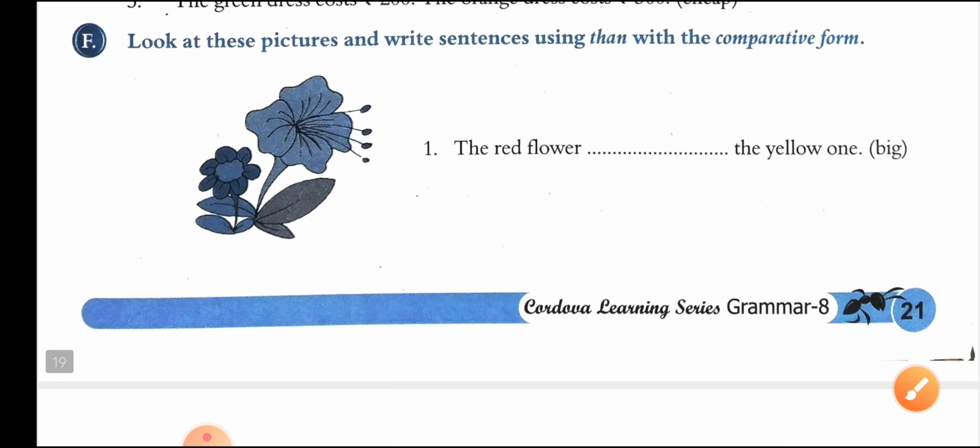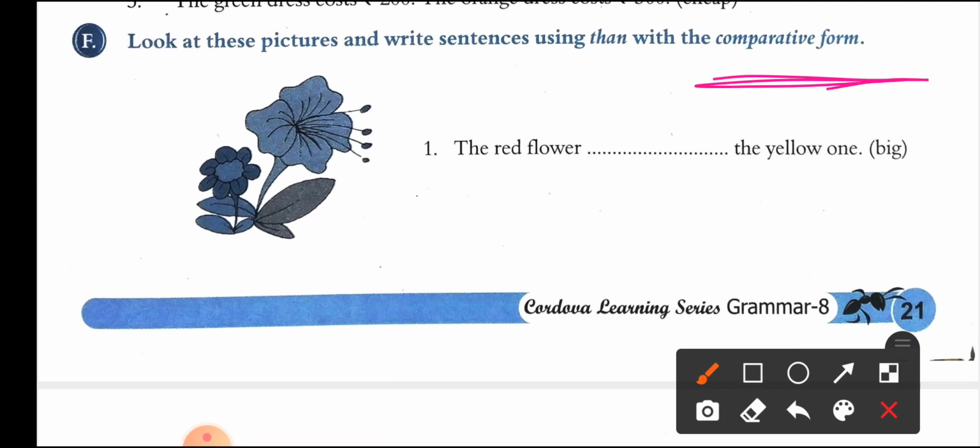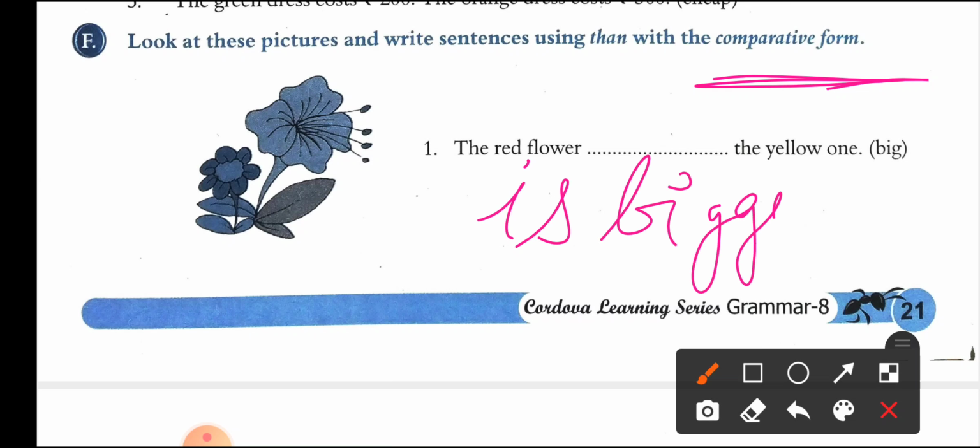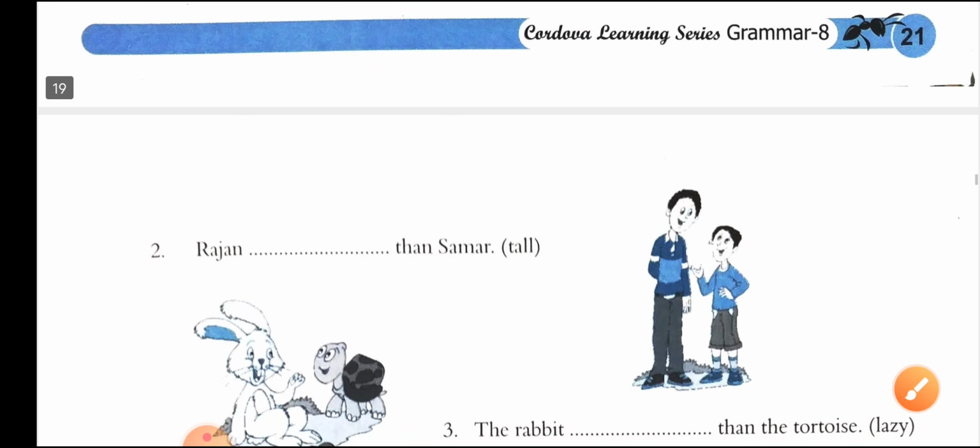Exercise number F is, look at this picture and write down the sentences using than with the comparative form. So here, the red flower dash the yellow one. Again you have to do what? Comparison, means comparative, second degree you have to use. So red flower is bigger than, because second degree is big, and whenever we have to do comparison, then we have to do than. Okay, please turn over your page number next, that is 22, and next question is given there only.